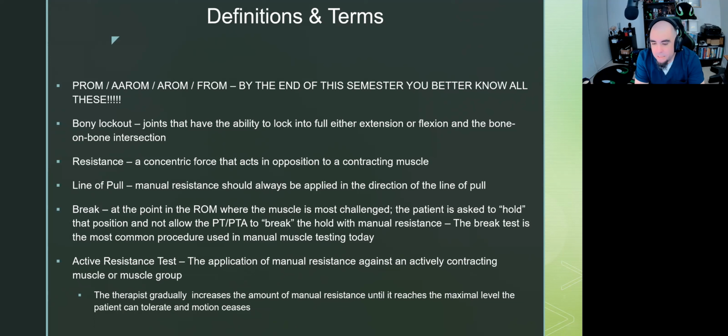Active resistance is the application of manual resistance against an actively contracting muscle group. The therapist gradually increases the amount of manual resistance until it reaches the maximum level the patient can tolerate. This also plays into those isokinetic machines as well. I think I mentioned in the previous lecture that Tonal machine, which I'm kind of enamored with. If it wasn't for the fact that it's like $4,000, I may be interested in one of those. But an isokinetic machine is one of those machines that will keep providing you with resistance and resistance until you hit the point where you fatigue or you are no longer able to resist that machine any longer.